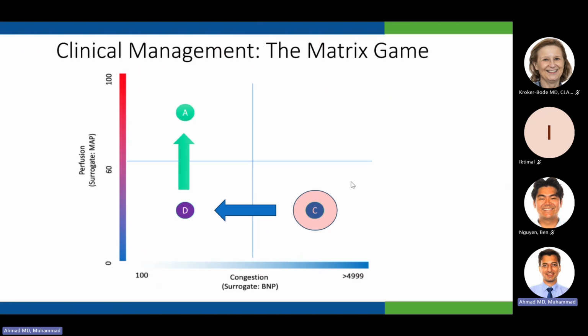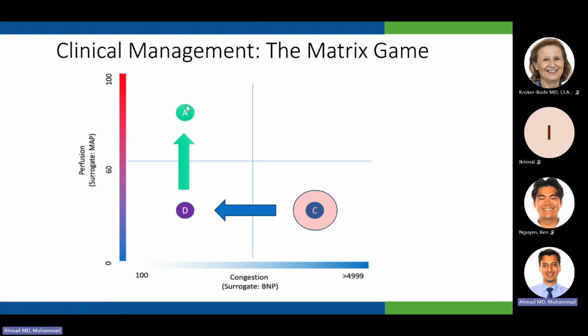So when you're down in C on the matrix, the arrows here represent your therapeutic intervention. So we already talked about blue, which is diuresis, right? What is the green? Right, inotrope support. If all we did was diurese her, we would just make her go from C to D. That's still not good. So we have to bring her from D to A, and inotrope support is how you do that.